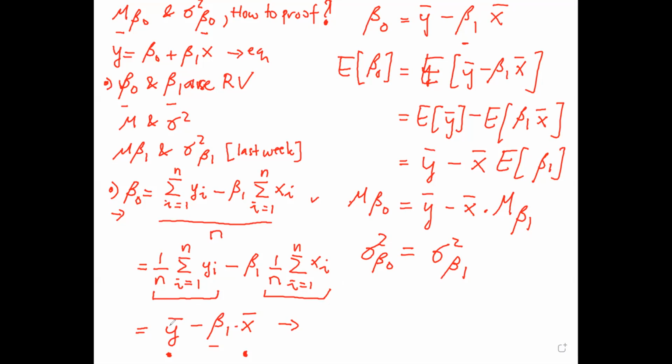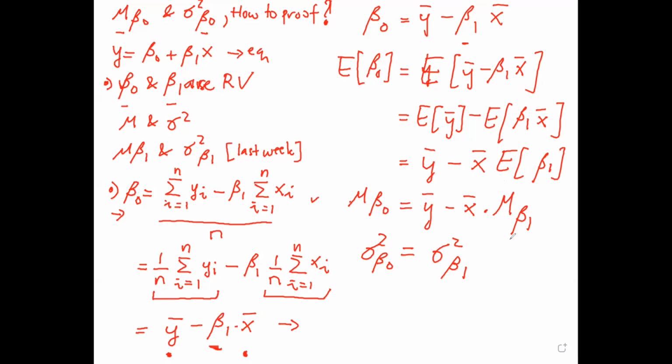Since this is a random variable for beta 1, we only consider this random variable, and the variance is taken from the random variable. There is no variance in a constant variable. That should be pointed out.